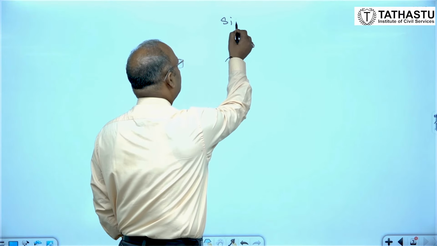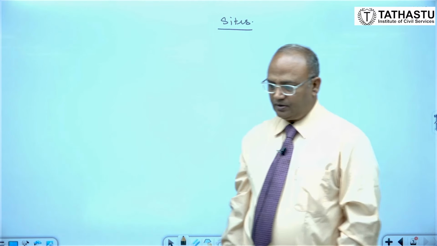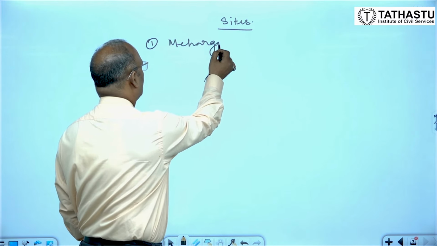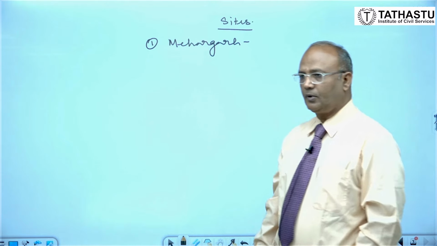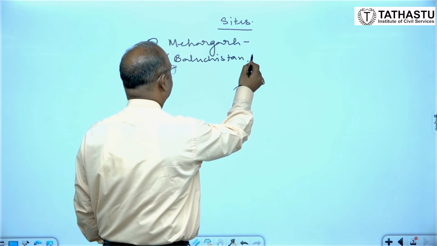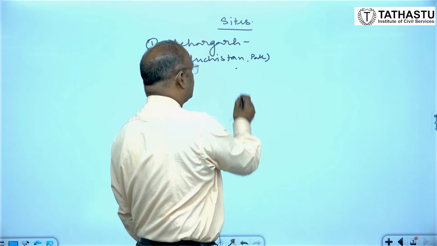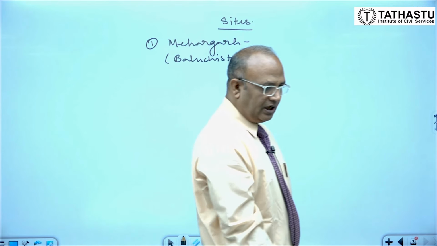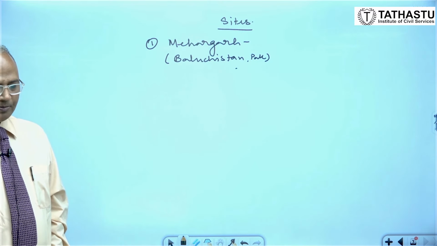Now write down important sites. These sites are very, very important. All the sites I am telling you are related to the Neolithic age. Number one, Mehrgarh, Baluchistan, Pakistan. Write down the evidences. There are many evidences at Mehrgarh. Number one, the earliest site of the Neolithic age.